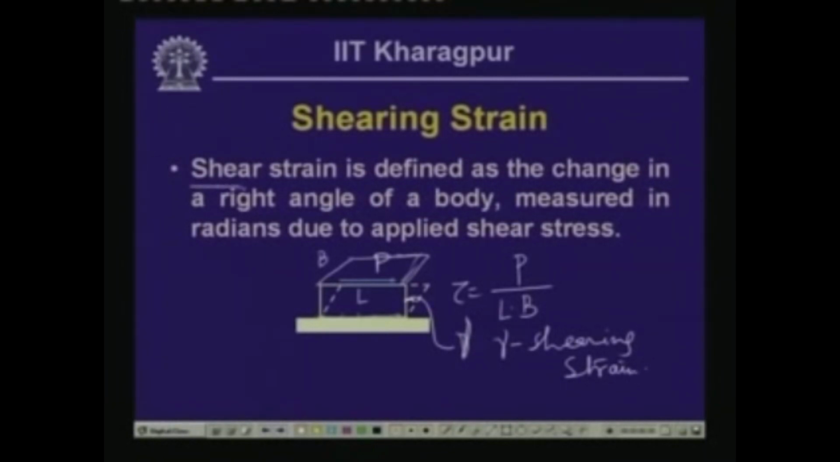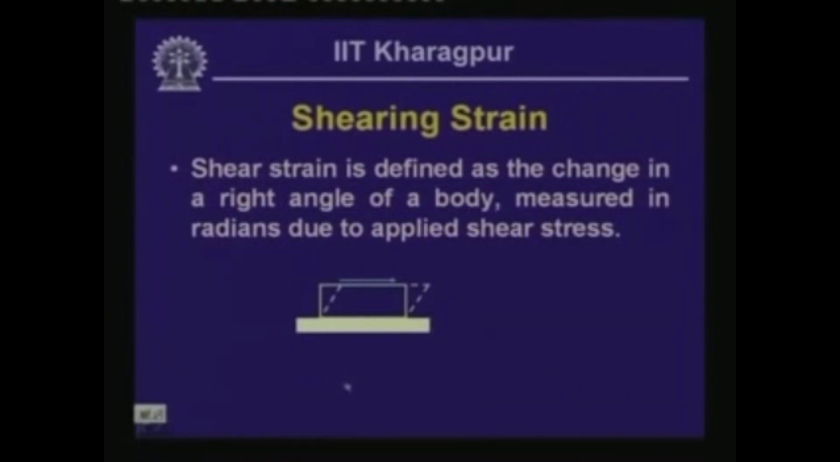The shear strain is defined as the change in a right angle of a body. You see that when this particular body, which has a right angle over here, is acted on by this planar force causing deformation, it undergoes a deformed state, and thereby this right angle undergoes a deformation. This angular deformation is termed the shearing strain, and generally it is measured in radians due to the applied shear stress.